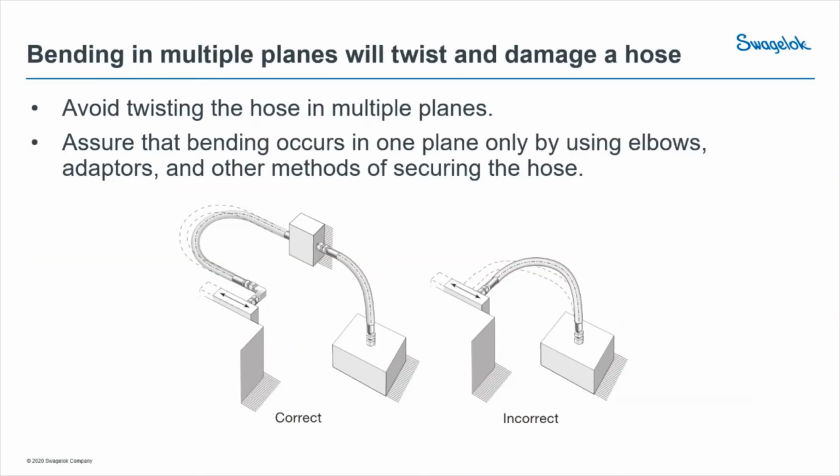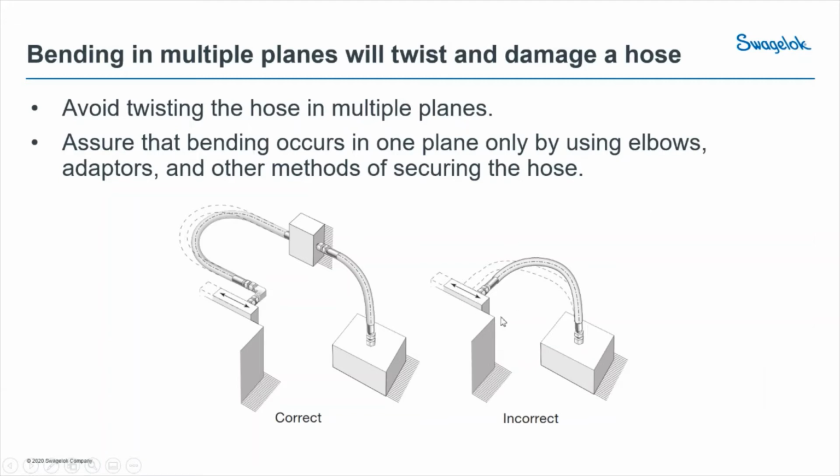So here's a really important one too. This is bending a hose on multiple planes. Really what we say is, if you bend a hose, you should be able to place that bend either on a table flat or against a wall flat, and that's how you know you're bending on one plane. For this example, you see this picture on the right. This hose goes up, it goes over, and then it comes back, right?